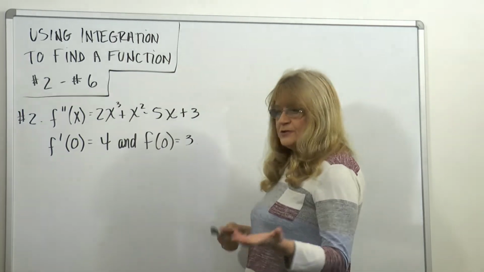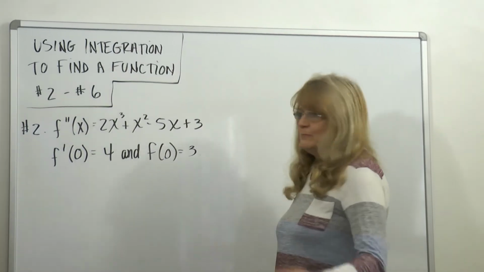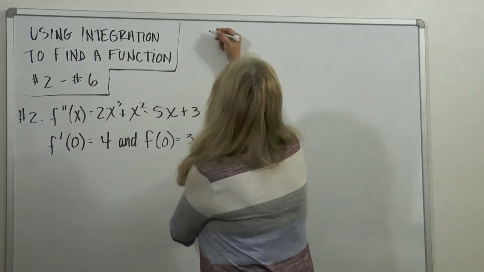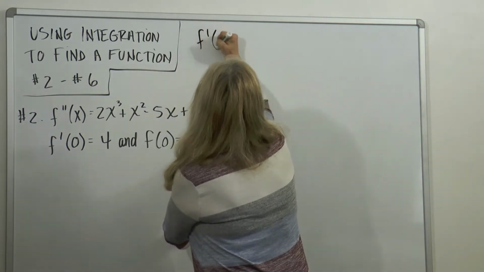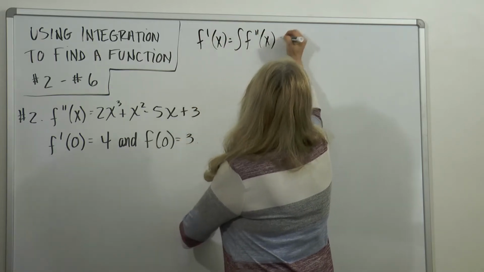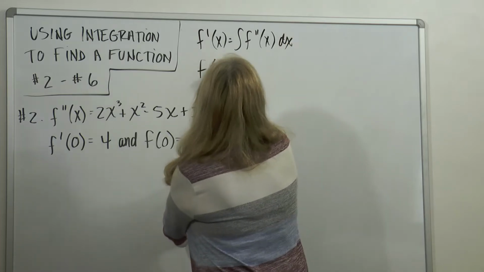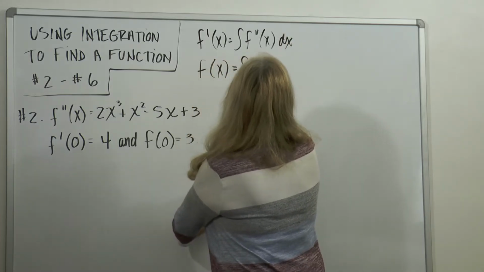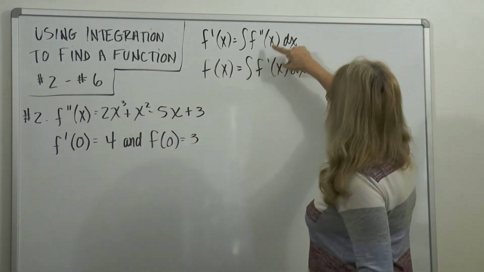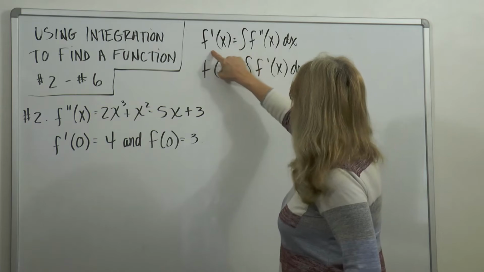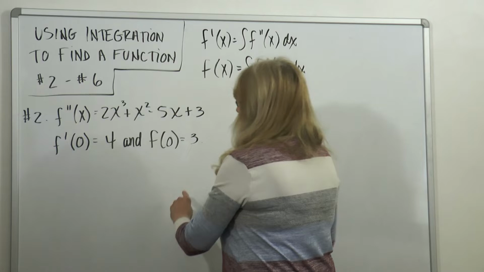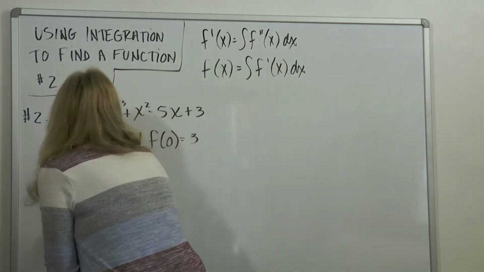Okay, so for number 2, hopefully you guys tried these because you're probably going nuts with boredom. Okay, remember this, there's a step down here. So to get f prime, we take the integral of f double prime. To get f, we integrate f prime. So we go from our acceleration function to our velocity function to position function. Okay, so we're just going to integrate f double prime.